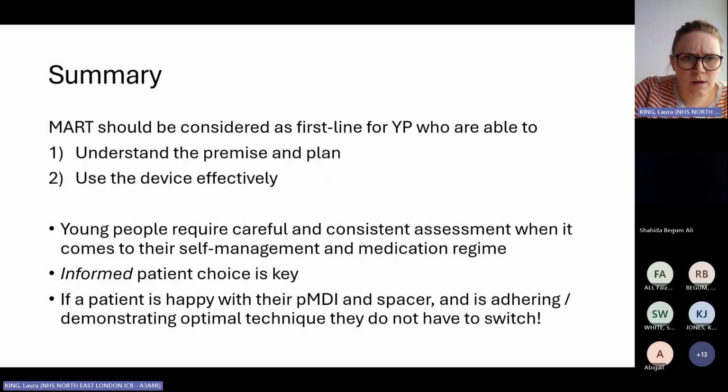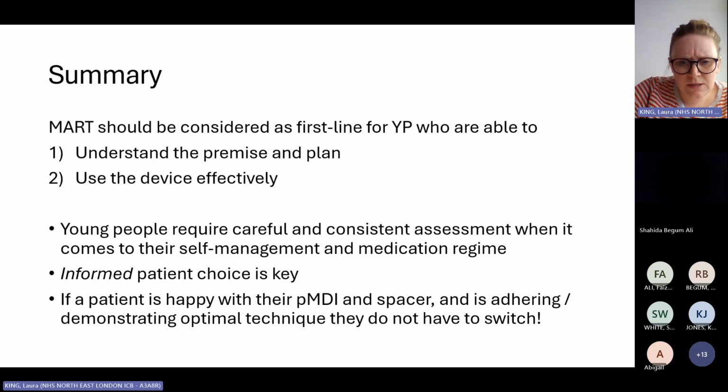Summary again. We've been through this already. MART should be considered as first line for young people who are able to understand the premise, understand the plan, and use the device. Young people require very consistent but also quite careful management and assessment when it comes to changing their regime, and certainly initiating MART in the first instance. Informed patient choice is key, and we need to really understand where our patients are at with their understanding. And if the patient's happy with the MDI and spacer and is adhering, with optimal technique, they're doing really well, they don't have to switch.